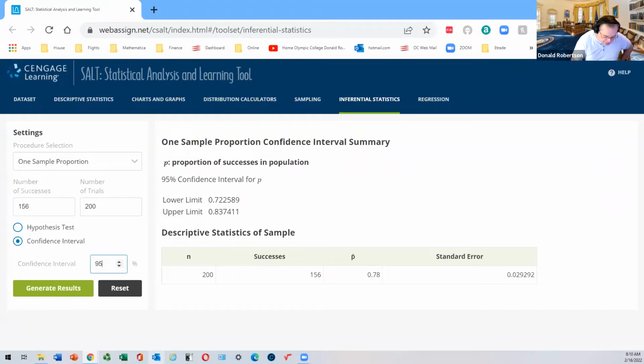But you can change that 95. Do you want a 99%? Now, try and remember these numbers, 72, 84. I'm going to do a 99% confidence interval. Do you think these numbers are going to expand outwards, or is it going to shrink inwards? What would you expect when I hit generate?